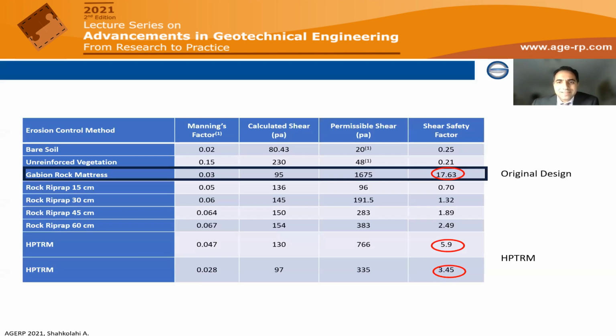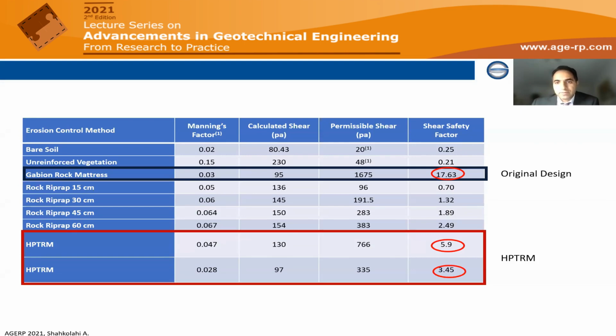I will show you the design values. This is the original design. We redesigned it, and we checked the safety factor. We realized that in the current situation, the safety factor they get from the rock mattress is 17. As an engineer, we know that it is very, very, very high and conservative, and you never design for a safety factor of 17, especially for a channel like that. So we checked with HPTRM, and even with the HPTRM that we designed, the safety factor is still 5.9 with vegetation and 3.4 without any vegetation. So even if they have only HPTRM with no vegetation, the safety factor is still 3. That is how we could save them a lot of money and still be conservative, I would say.